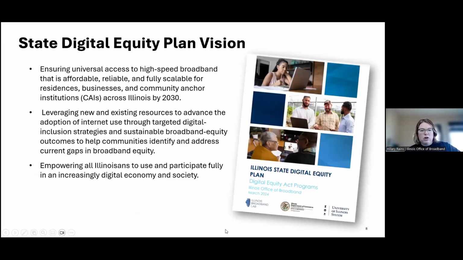That plan vision, of course, is universal access to high-speed broadband that is affordable, reliable, and fully scalable. We really want to make sure that all of those things are there because one without the other just doesn't work out, right? So we're going to leverage those new and existing resources to make sure that communities can identify and address their specific needs. And we're really wanting to empower all Illinoisans, everybody, to use and participate fully in our digital economy and society.